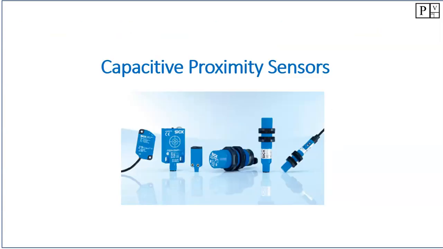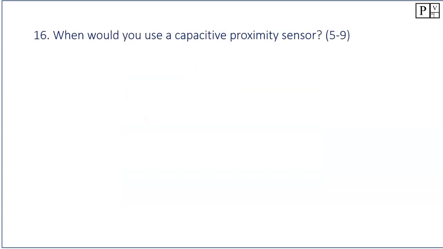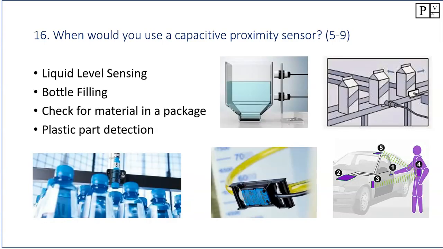Okay, let's take a look at some capacitive proximity sensors. So number 16, when would you use a capacitive proximity sensor? So you could use it for looking for metal, but you're probably going to use an inductive sensor. So applications would be something like this: liquid level sensing, bottle filling, checking for material in a package, and plastic part detection, right? Also for liquid flow as well.